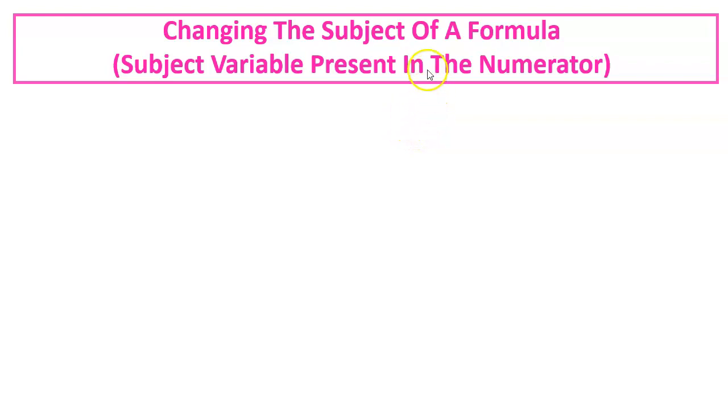Now as you know, we are learning how to change the subject of a formula, and in today's session we will be seeing that the subject variable is present in the numerator. That means the formula will contain a fraction and the subject variable will be present in the numerator of that fraction. But this doesn't mean that the subject variable will be present only in the numerator of the fraction. It may be present somewhere else as well. It may be present in multiple terms, but definitely it will be present in the numerator of the fraction which is present in the formula.